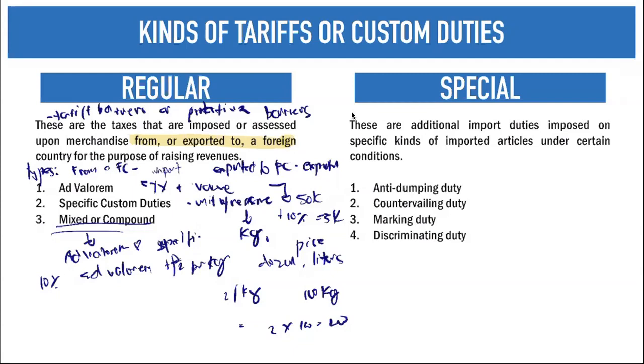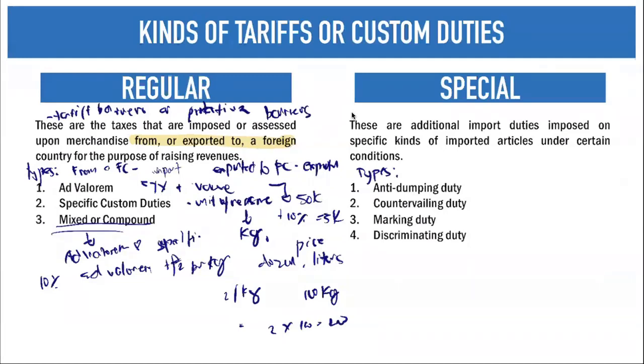Okay? Regular custom duties. How about special custom duties? When we talk about special custom duties, these are additional import duties imposed on specific kinds of imported articles under certain conditions. This is your custom duty that is imposed for the protection of consumers and of course the manufacturers. If we have the different types of regular custom duties, what are the different types of special custom duties?